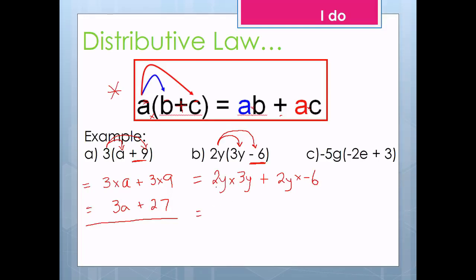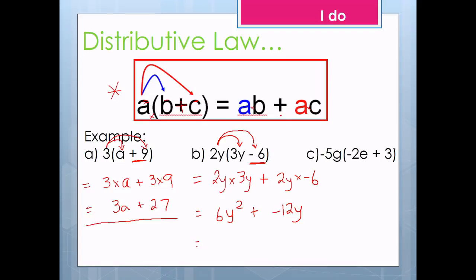2y times 3y. 2 times 3 is 6. Y times y is y squared. So 6y squared. Plus, I've now got 2y times negative 6. 2 times negative 6 is negative 12. And so 2y times negative 6 would be negative 12y. There's your answer for the second one. 6y squared plus negative 12y.